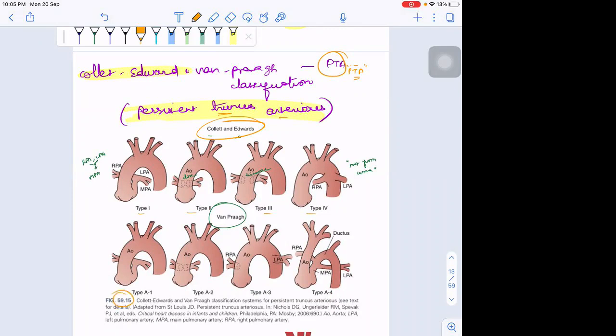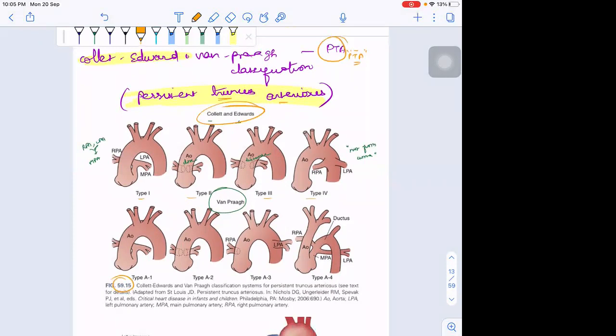Collett and Edwards, persistent truncus arteriosus, is figure 59.15. Type 1 looks normal: the main pulmonary trunk comes off and divides into the right and left pulmonary arteries. In type 2, the pulmonary arteries arise from the ascending aorta, and the origins of both right and left are very close. In type 3, they are distant. That is the difference. And in type 4, the pulmonary arteries do not arise from the aorta.